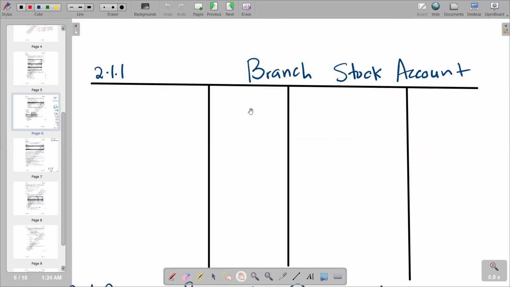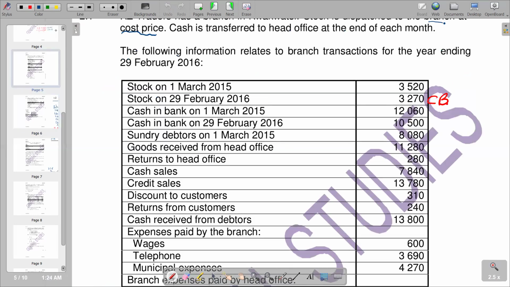If you come in, this is our branch stock account. We say on the debit side, we have the opening balance, which is 3,520. Then we go back to see the other opening balances that we are given. Beneath that we have cash in hand on 1 March 2015, which is 12,060. This is going to be the opening balance in the bank account. So we look for the branch bank account.